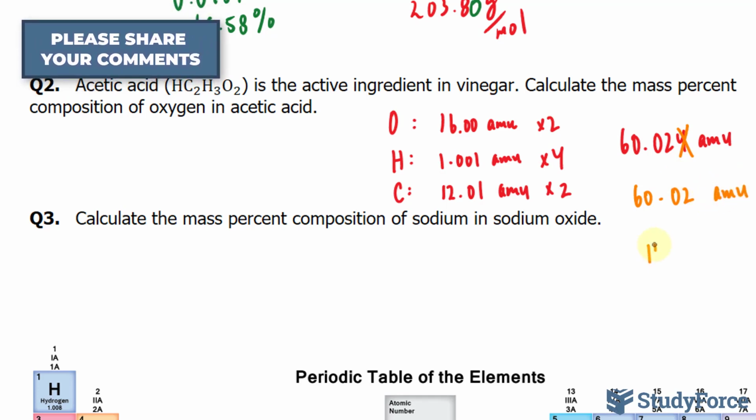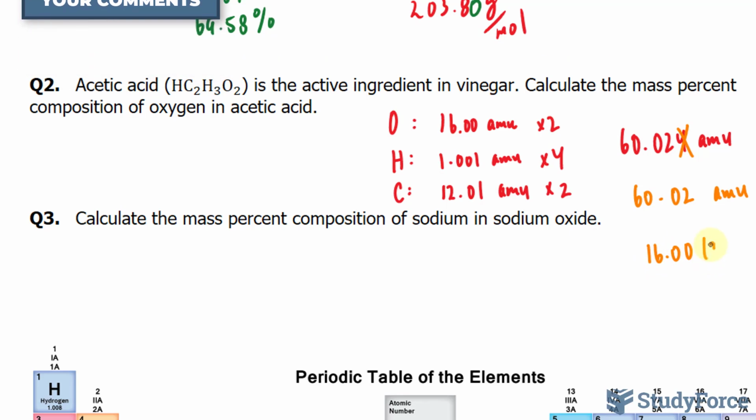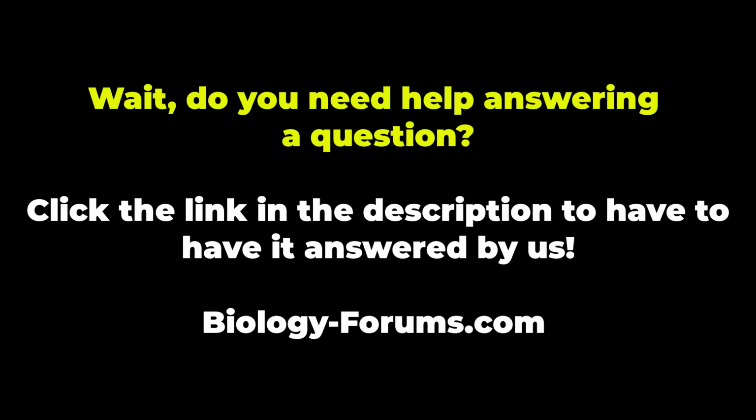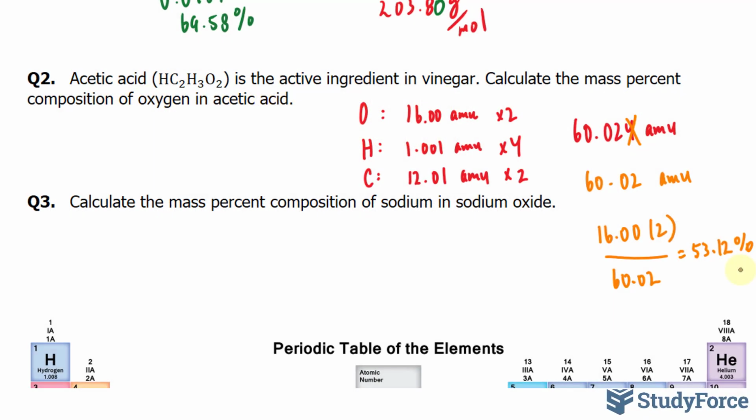Now I'll take 16.00 times 2, which was the molar mass of oxygen, and I'll divide that by 60.02, and this will give us 53.12%. Therefore, the mass percentage of only oxygen within one molecule of acetic acid is 53.12%.